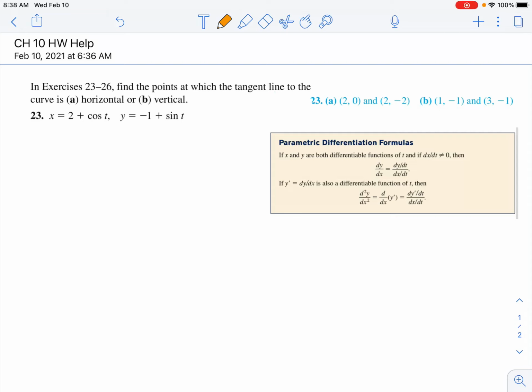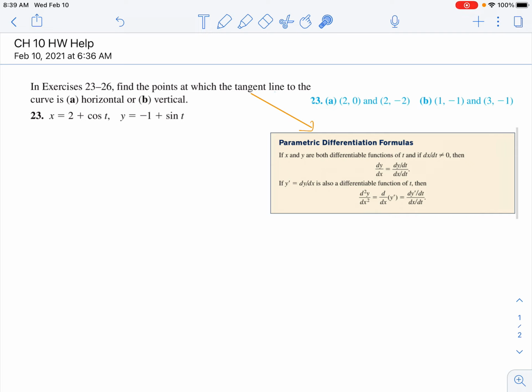Okay, we're in section 10.1, parametric equations and functions, and we're looking at problem 23. The directions are: find the points at which the tangent line, which of course, once we read tangent line, we should be thinking derivative, right? We should be thinking derivative. So find the point at which the tangent line to the curve is either horizontal or vertical.